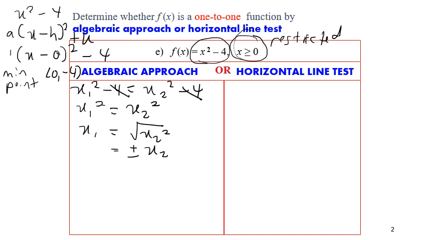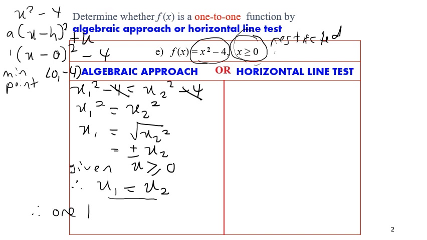But here, our domain is given as x greater than or equal to 0, so therefore we will omit the negative solution and consider the positive solution only. So at the end, we will get x1 equals x2, then the result will be, yes, a one-to-one function.